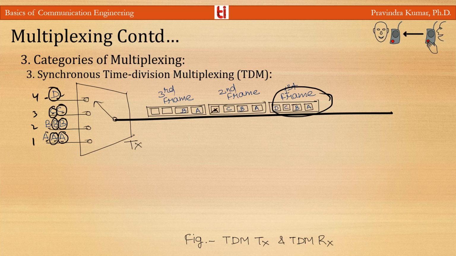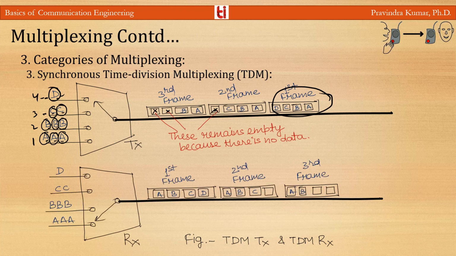And in the next scan, A is selected from first, B is selected from second, and there is no data from the others. So these remain empty because there is no data. And at the receiving end, similarly, these boxes will be empty because these time slots are empty. So there is a wastage of capacity of the system. So this is the disadvantage of synchronous TDM.